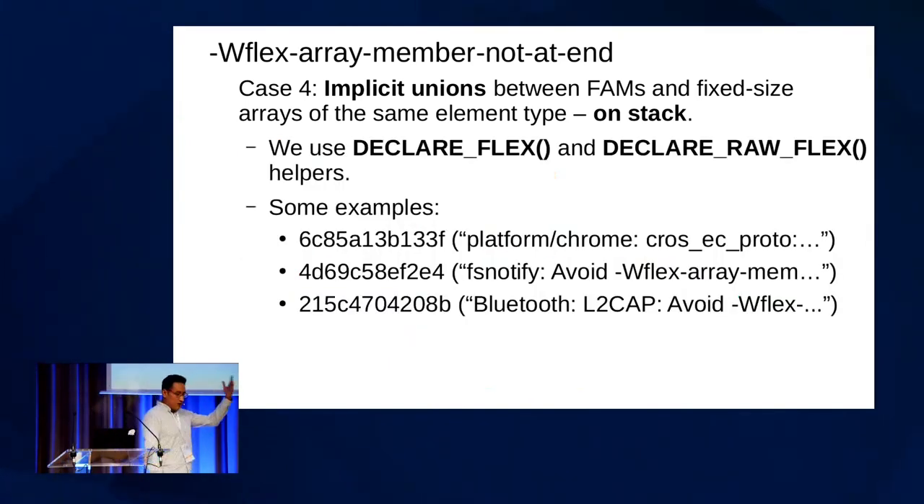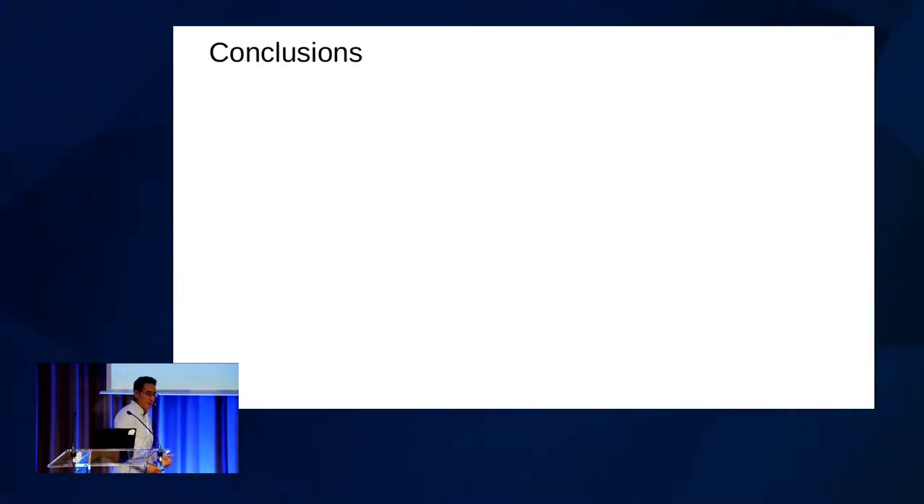Okay, so there is another helper, declare flex. That other helper is used when we have a flexible structure that contains a flexible array member annotated with a counted by attribute. Because in this case, this helper can actually initialize the counter, right? And that's quite useful. So again, I have some commit IDs. You can take a look when the presentation is available. And well, you can see how this works.